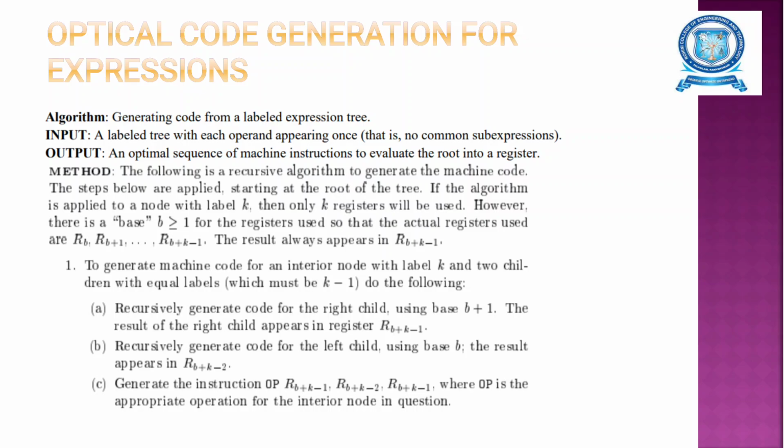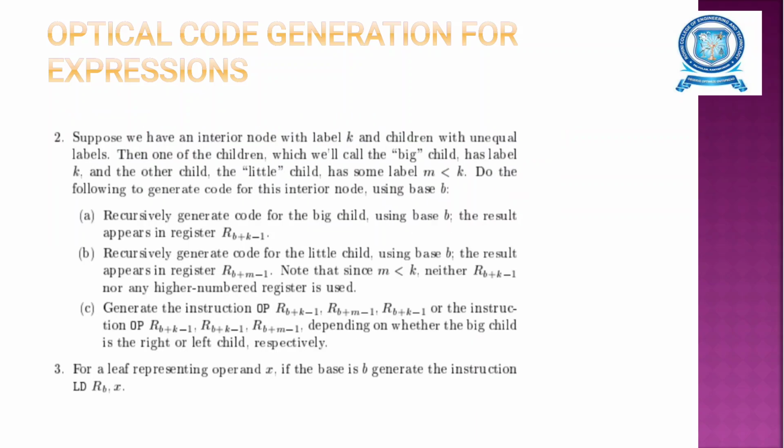This algorithm describes how to generate the target code, that is assembly language, for the given expression by using the syntax tree and its labels, because the label describes how many registers are used. The algorithm's main concept is that it recursively generates the code for the left child, the right child, and then the parent. Thank you.